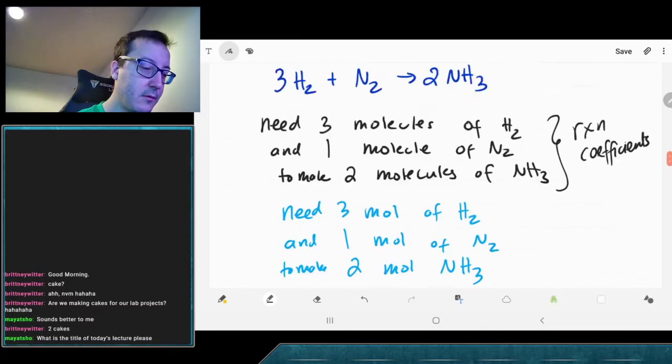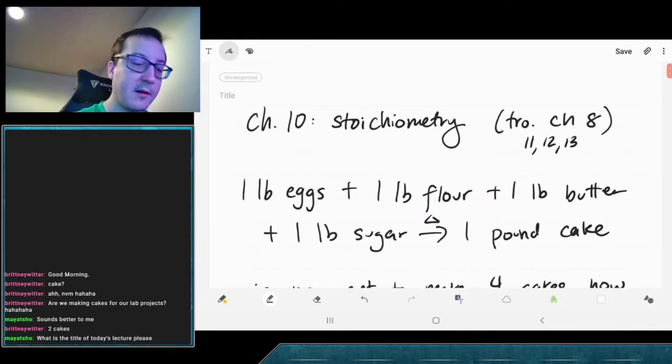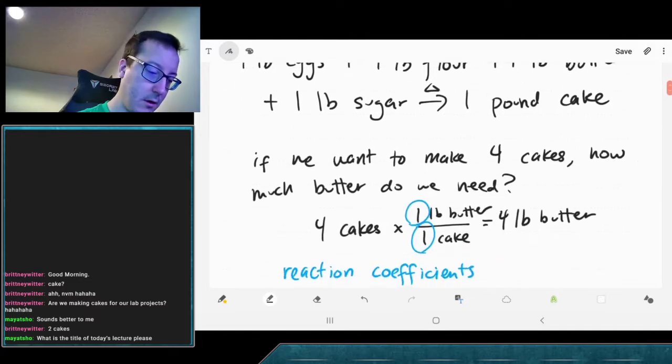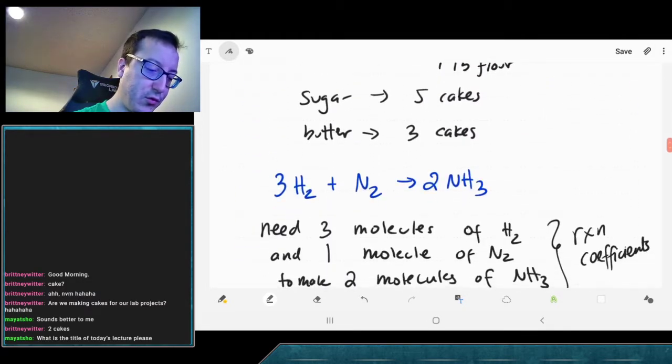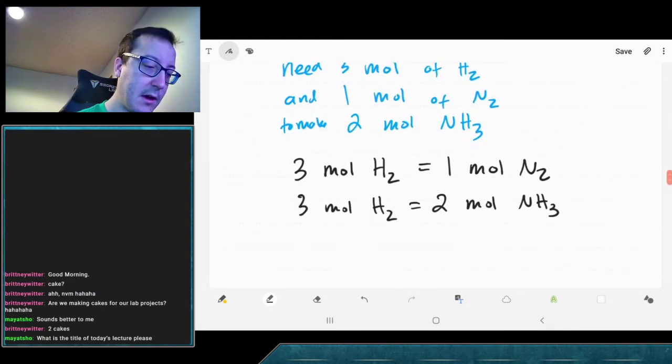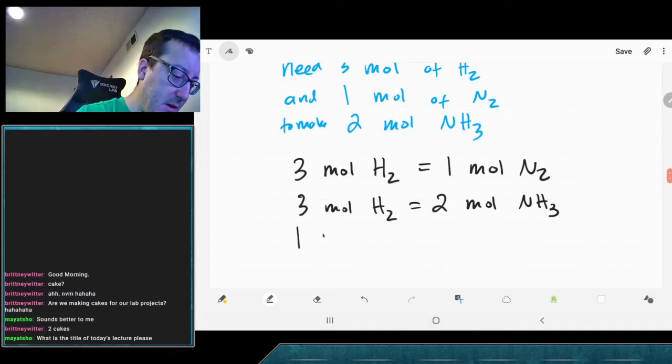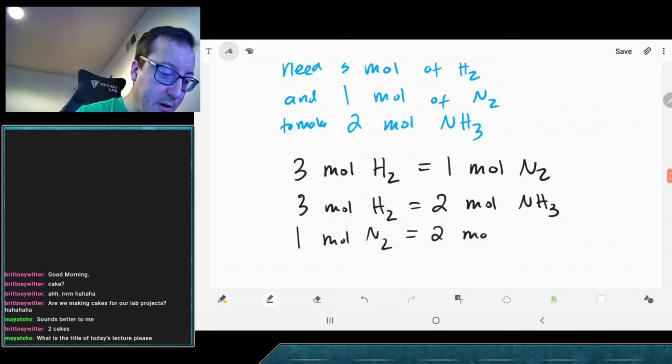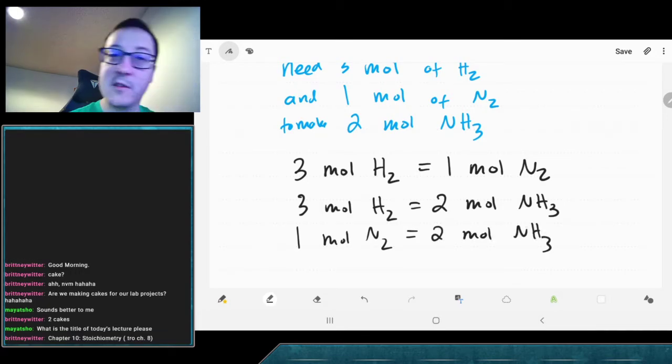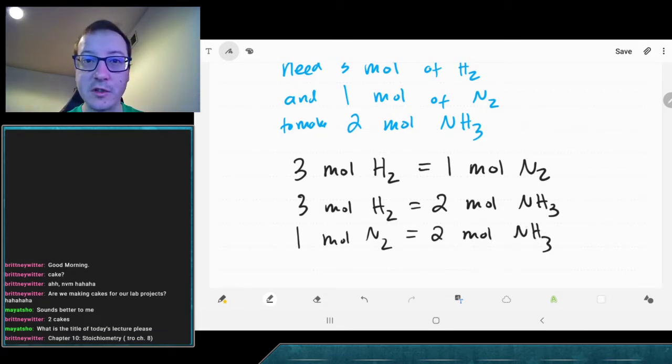Stoichiometry. Up here, stoichiometry. Okay. And the last one we would get, I guess, would be moles of nitrogen is 2 moles of ammonia. So this is just all those reaction coefficients.